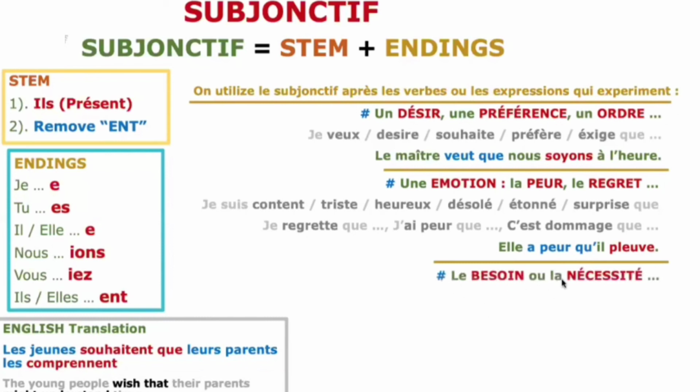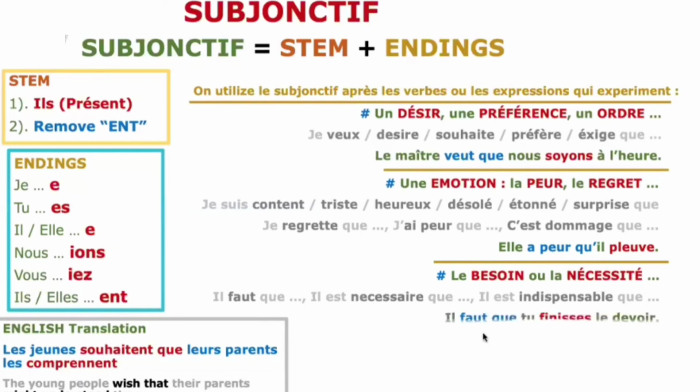See another example: le besoin, la nécessité. When an expression talks about a need or necessity, il faut que, it is necessary that; il est nécessaire que, it is necessary that; il est indispensable que, it is essential that. Whenever we find these expressions, any verb after them should be in subjunctive. See an example: il faut que tu finisses les devoirs. It is necessary that you finish the homework.